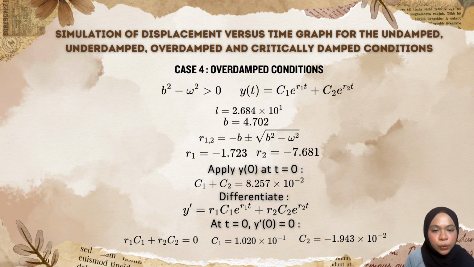When we apply t equal to 0 in y, we will get C1 plus C2 equal to 8.257 multiplied by 10 to the power of negative 2. Then we differentiate and get y prime equal to R1 C1 e to the power of R1 t plus R2 C2 e to the power of R2 t. Apply t equal to 0 in the first derivative, we will get C1 equal to 1.020 multiplied by 10 to the power of negative 1 and C2 equal to negative 1.943 multiplied by 10 to the power of negative 2.